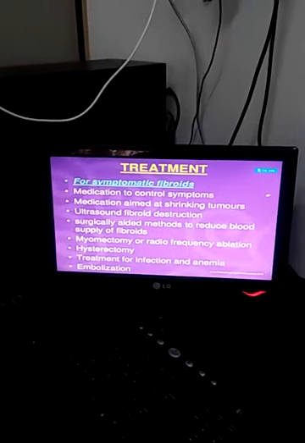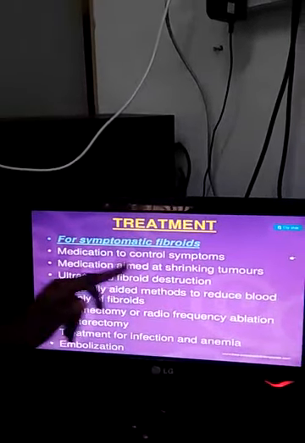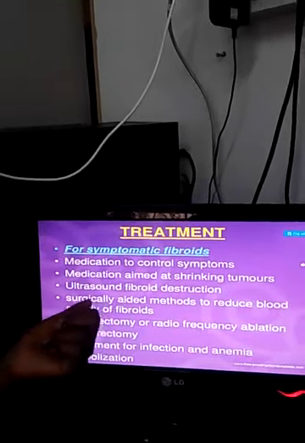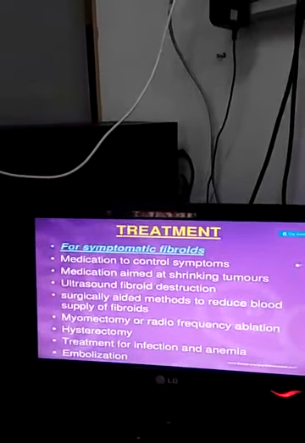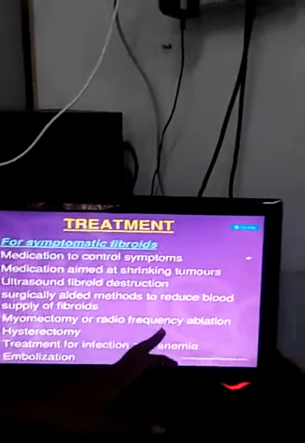Now we are going to work on the treatment. Treatment again depends upon the size of the fibroid and the age of the patient, so we have to decide accordingly. Initially we think about symptomatic treatment. From the symptomatic point of view, what can we think about? Some medication to control the symptoms, medication aimed at shrinking the tumors, then ultrasound fibroid destruction. Surgical-aided methods are used to reduce the blood supply of fibroids, myomectomy or radio frequency ablation.